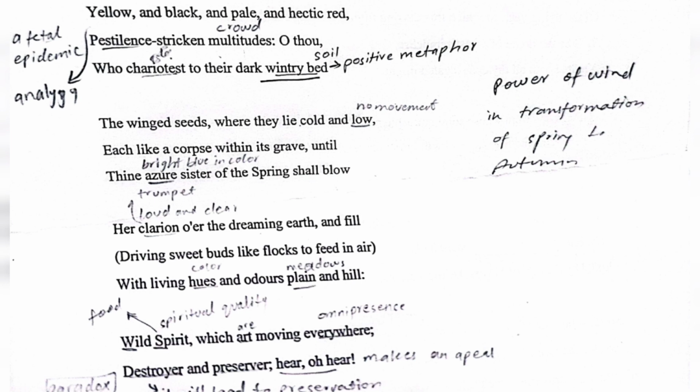Wild Spirit, which art, is actually an old English word for are. Wild Spirit which are moving everywhere. We use the word omnipresence for God. He says that wind has this characteristic that at one single moment it is everywhere. Destroyer and preserver, hear, oh hear. It is a sort of irony, you can say a paradox. He is calling the wind both destroyer and preserver. Destroyer because it helps to bring the leaves down from trees, but a preserver because it helps to disseminate the seeds from the plants and trees, ensuring they find their way to the ground, so they will grow in the spring.